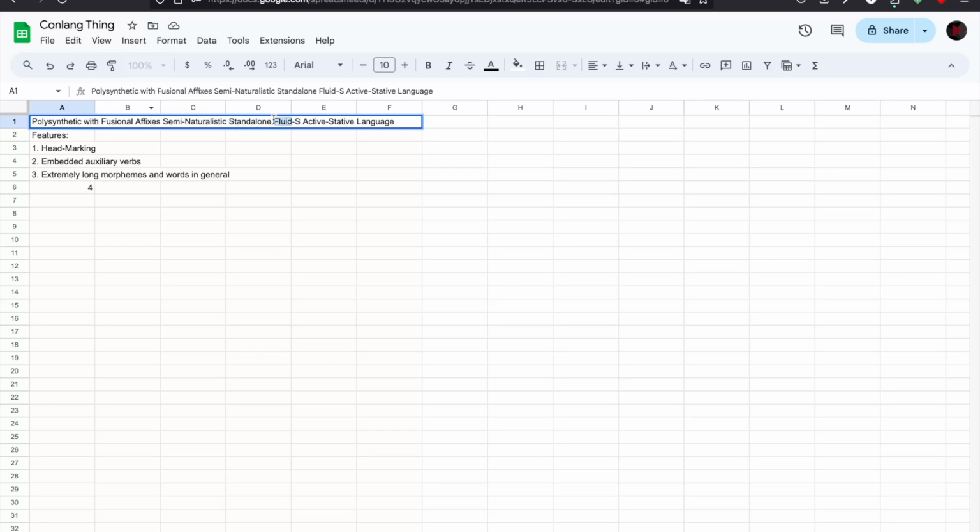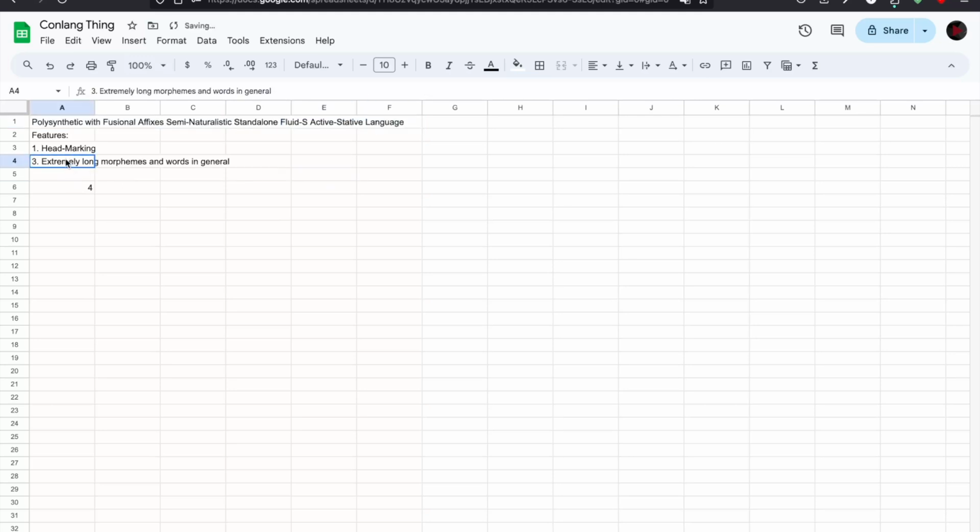I want it to have a fluid S active stative alignment. Head marking, embedded auxiliary verbs, or circumfixes, depending on how you analyze it. Extremely long morphemes and words in general. I want an impure abjad syllabary.